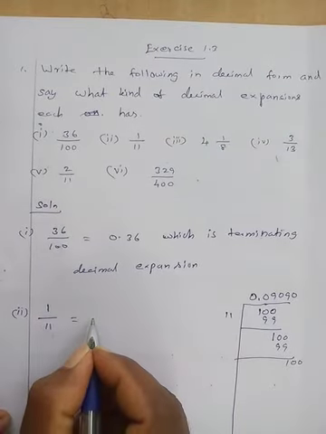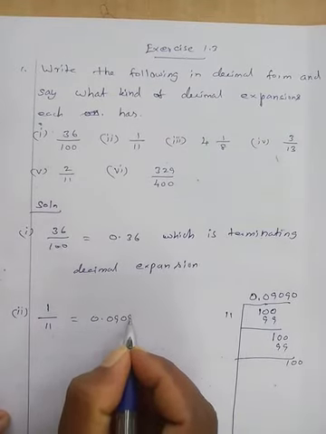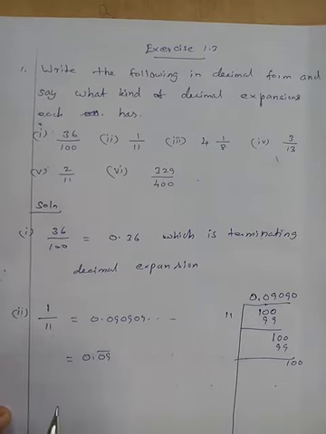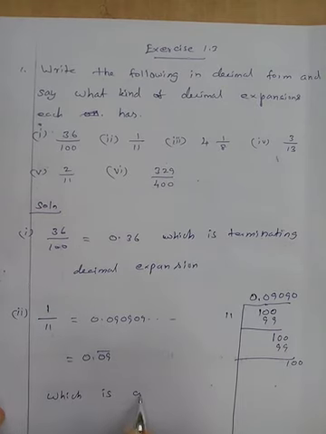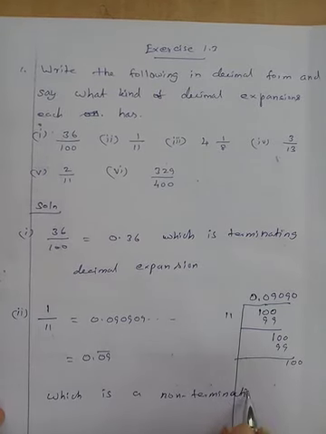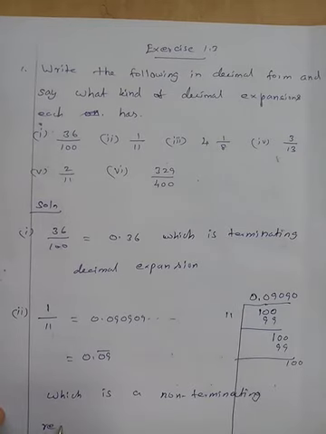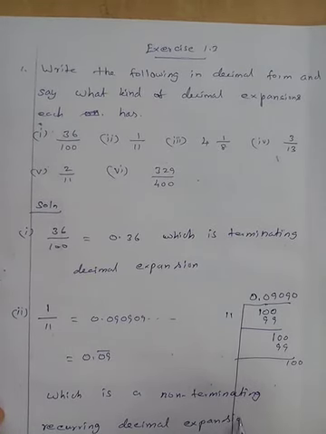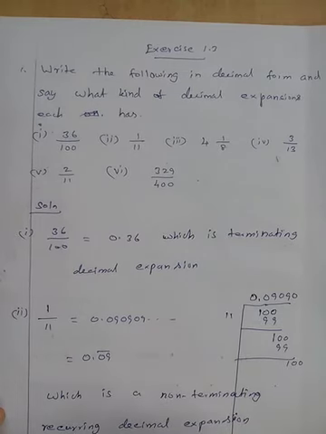So this is equal to 0.090909 going on, so 0.09 bar, which is a non-terminating recurring decimal expansion.